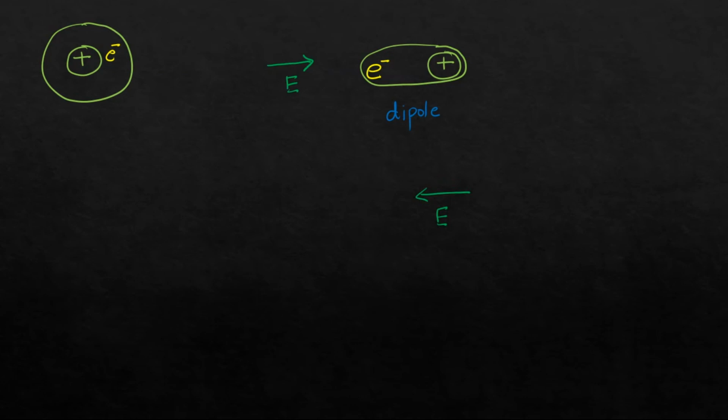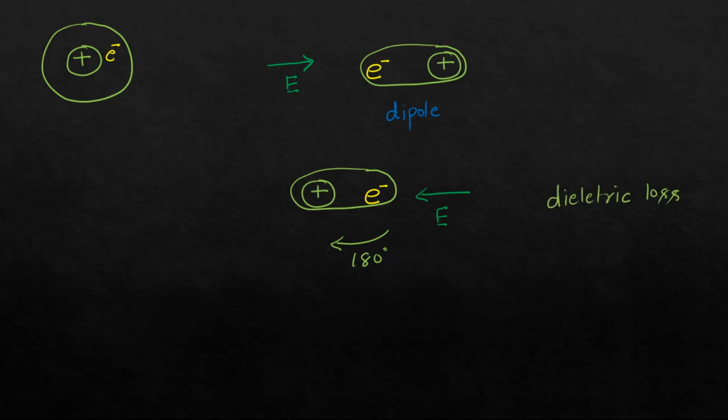Now if you change the orientation of the electric field, that is, if I reverse the direction of the electric field like this, then a negative charge will be here and positive will be here. That means, if you can see, the dipole has rotated by 180 degrees. Now to rotate the dipole by 180 degrees, we need some energy, which is known as dielectric loss. So dielectric loss is nothing but the energy that is lost in order to rotate the dipole or to change the orientation of a dipole.